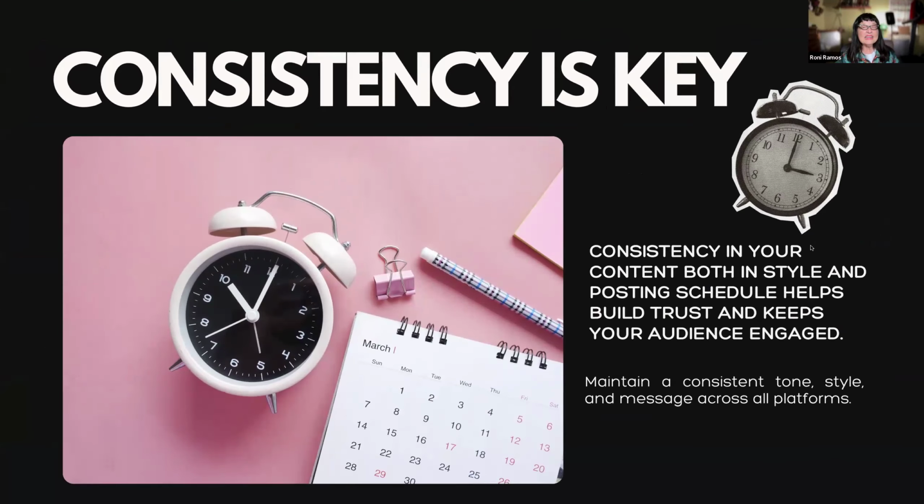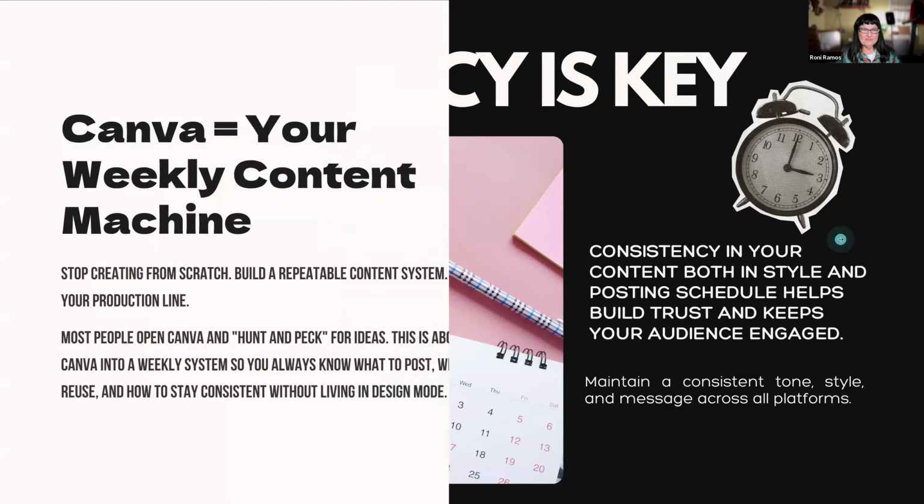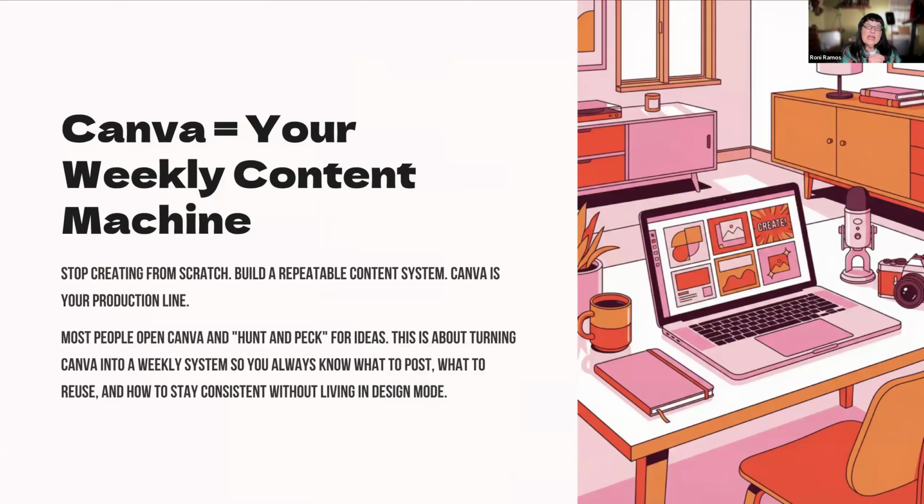And when I say consistency, I mean consistency in your content, both in the style, the look and feel of it, and your posting schedule, because that consistency helps build trust. It keeps your audience engaged, and it keeps the algorithm interested. Algorithms tend to love consistency. So today I really want to focus on how Canva can really become your weekly content machine.